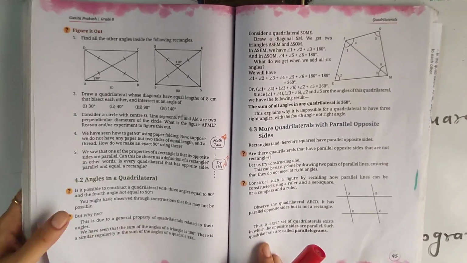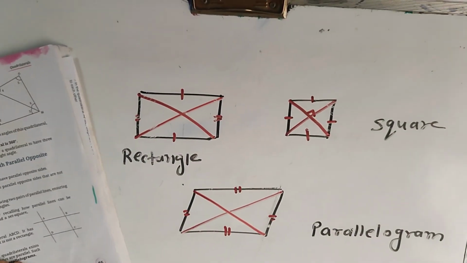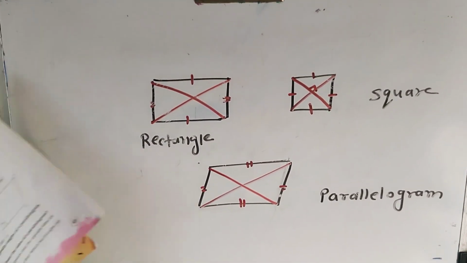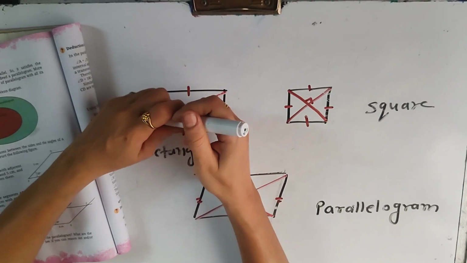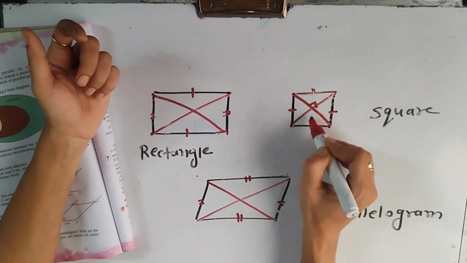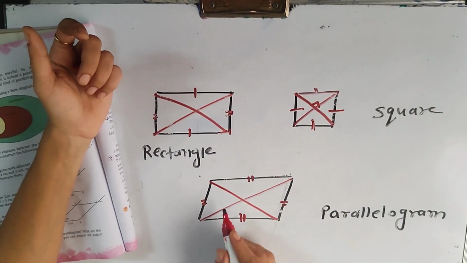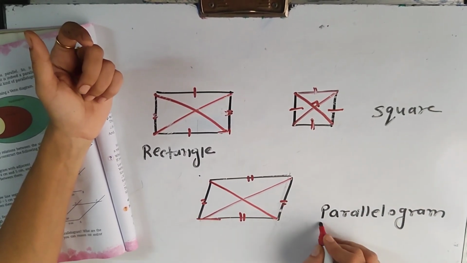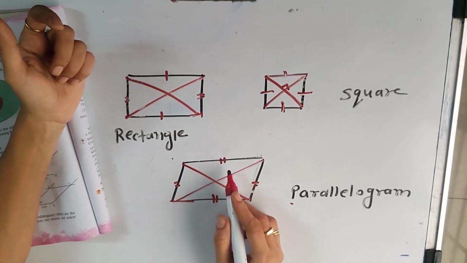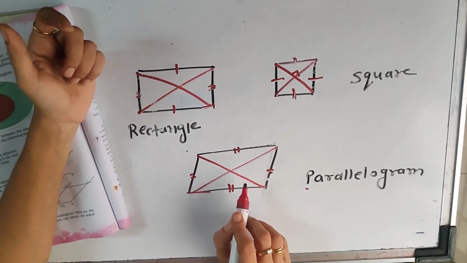See here, we already know that in a rectangle, opposite sides are parallel to each other and they are equal to each other. In a square also, opposite sides are parallel to each other and they have equal length. Now the third type is parallelogram. In a parallelogram again, opposite sides are equal and they are parallel to each other.